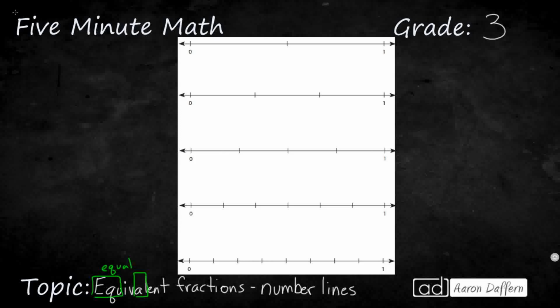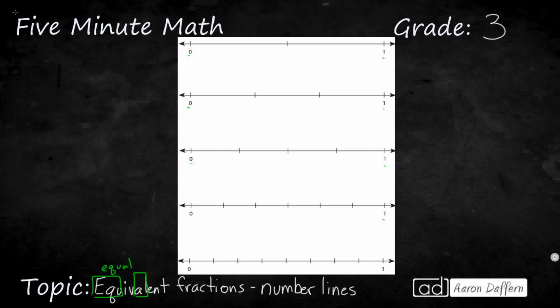So let's look at our number lines here, and we'll see that we are starting with just your basic number line. And all of these have the same distance from 0 all the way to 1. So that's our whole, from the 0 to the 1. But we're going to start with these two sections here.